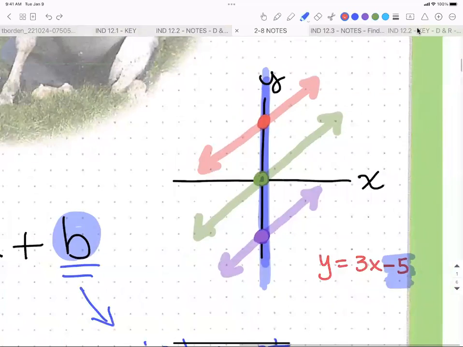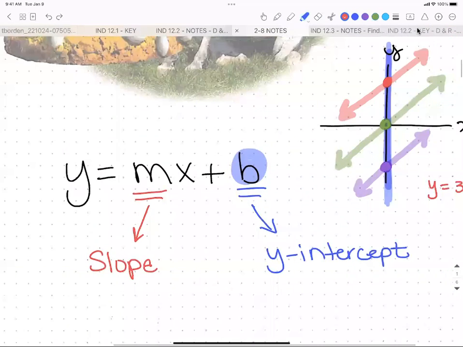What was under the, oh, I'm sorry, slope. Yep, you're good, slope. Make sense?